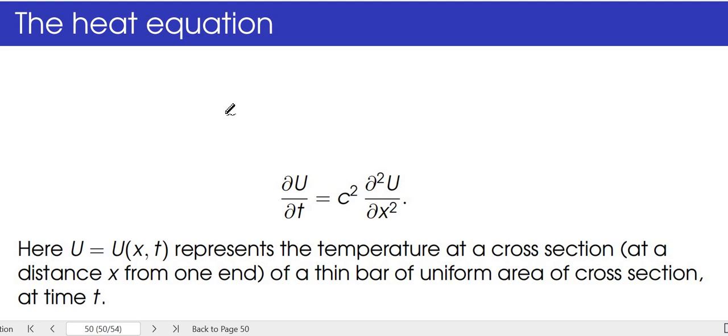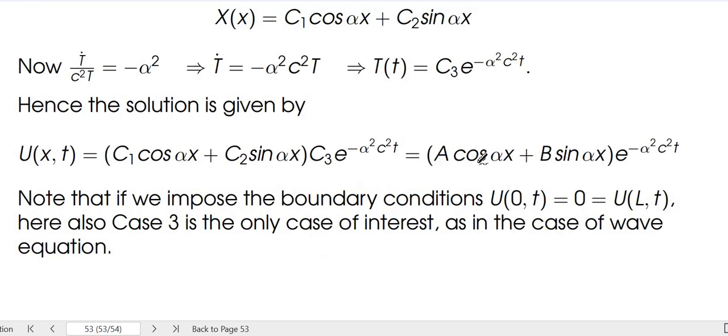Okay, now let us see a problem on heat equation. As I mentioned, the heat equation is ∂u/∂t = c² ∂²u/∂x², and the solution is given to be u(x,t) = (A cos αx + B sin αx) e^(−α²c²t). This is the case when the temperature is expected to change with respect to time.